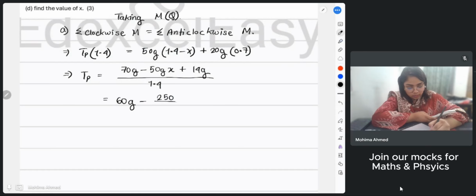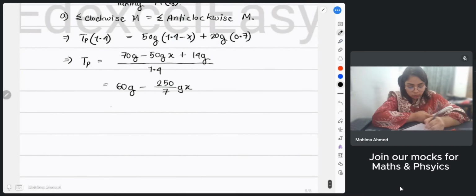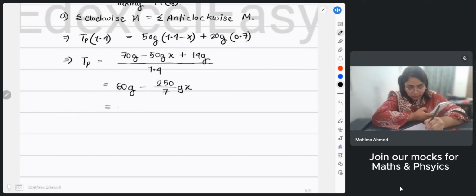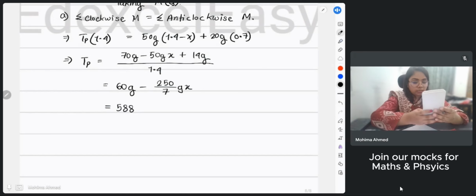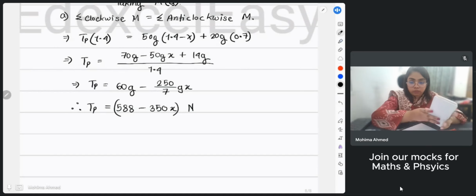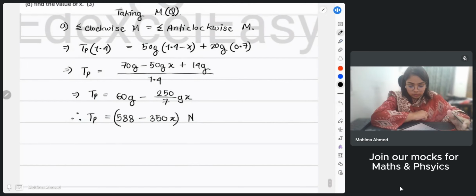And I'm going to substitute the value for g. G was 9.8, so 9.8 multiplied by 60 is exactly 588, and 250 over 7 multiplied by 9.8 is exactly 350x. This is exactly in the form your question asked you to keep your answer in. So the tension at point P, which we refer to as TP, is exactly in the form 588 minus 350x. Okay, so this is it for part A.